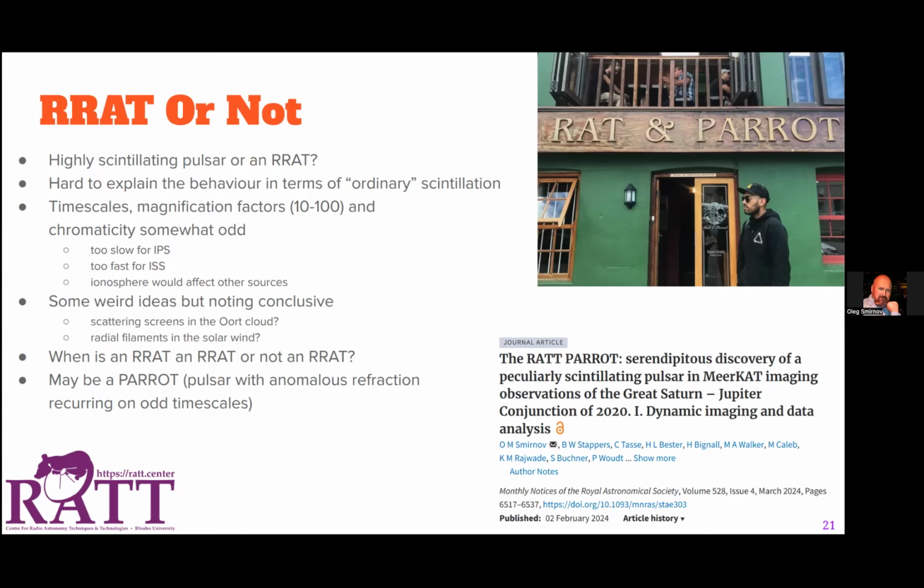Also, the RATT Parrot was where I had a big technical breakthrough with Cyril Tasse back in 2014. And that led to a nice paper, which led to calibration techniques, which led into this work. So it all fit together very nicely. So that was the story of the parrot.